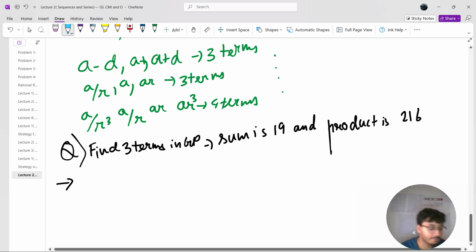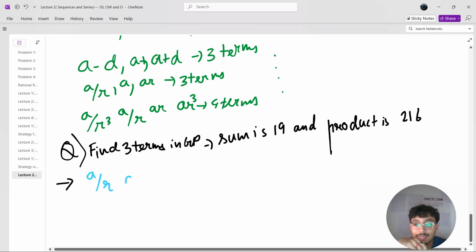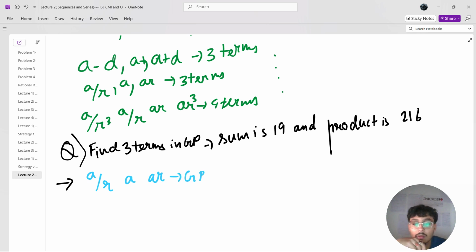Yeah, so let me solve it. So what do we have here? We have three terms in GP. As I had said, I'm taking my three terms a by r, a and ar. They are in GP. My product is 216. Whenever you are in GP, just try to focus on the product part first, and when in AP, try to focus on the sum part first. That is a basic general suggestion. So my product is given to be 216.